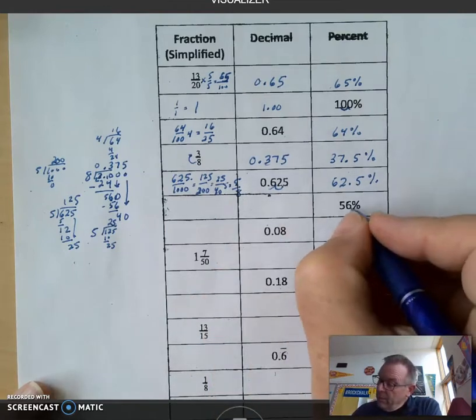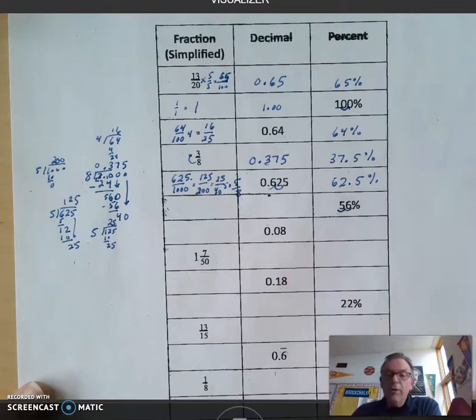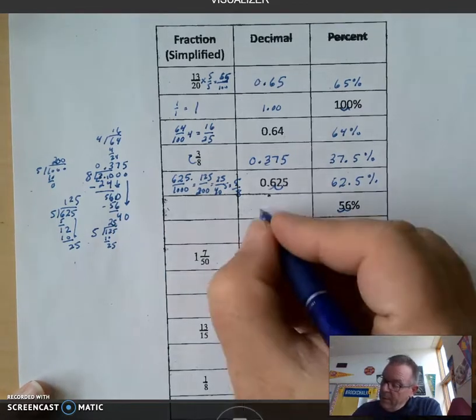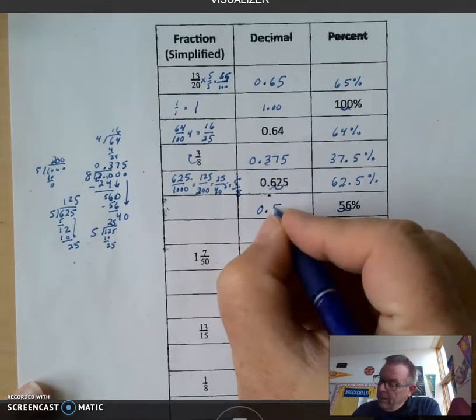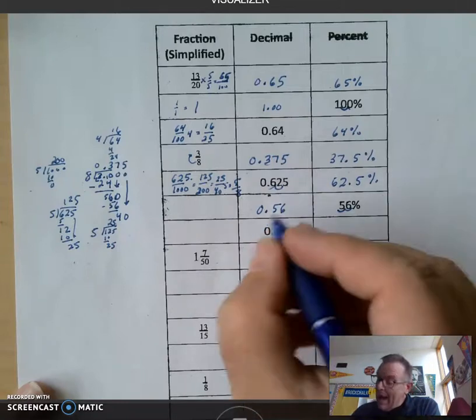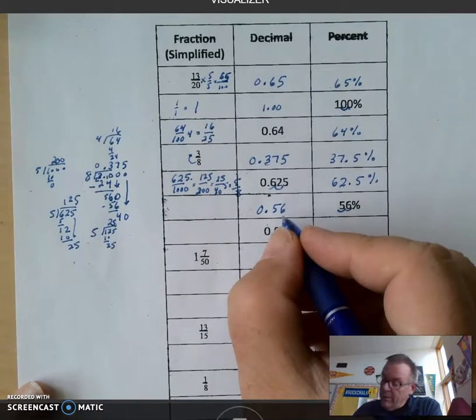56%. Decimal goes back 2 times because we're dividing by 100. So there's my decimal. I read the decimal, 56 hundredths. So that helps me write the fraction.